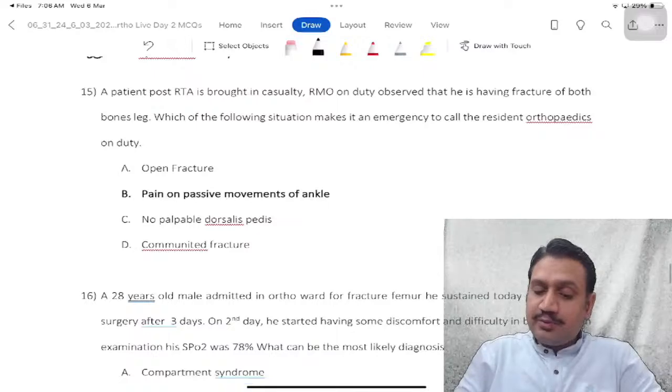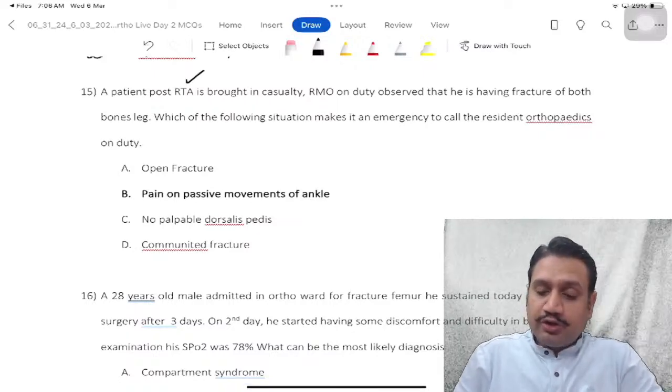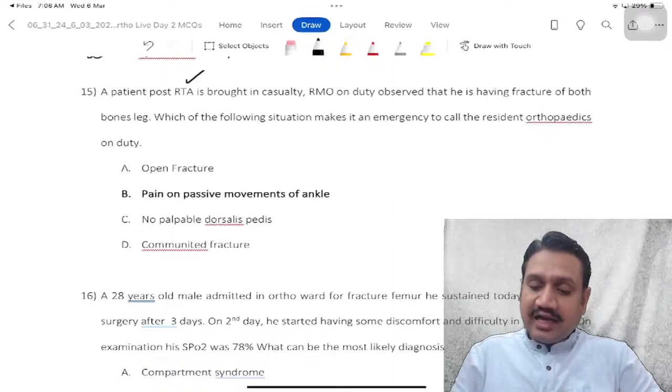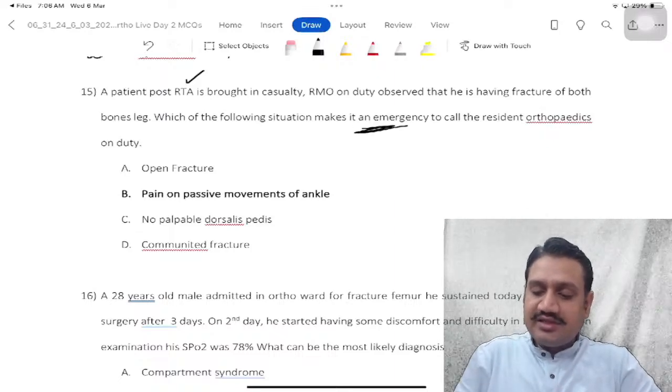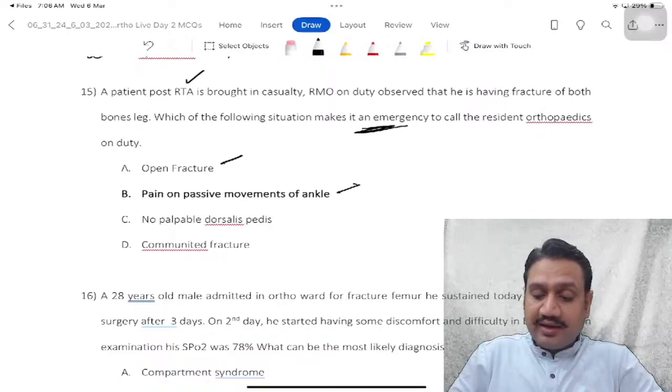Number 15, a patient post RTA is being brought in casualty, right? Trauma. The RMO on duty observed that he's having fracture of both bone legs, and which of the following situations makes it an emergency to call the resident orthopedics on duty? Now you know that open fracture is again an emergency. Pain on passive movement of ankle. What is it telling you?